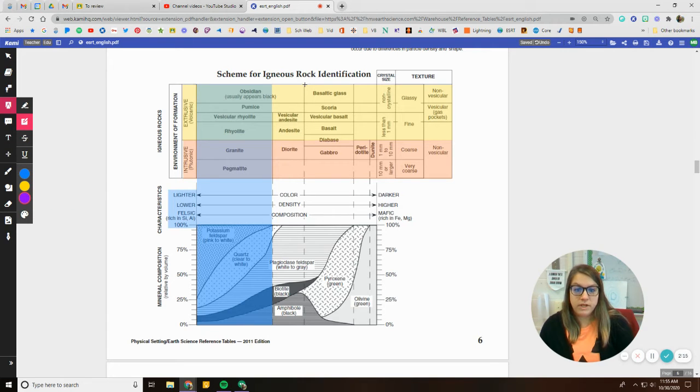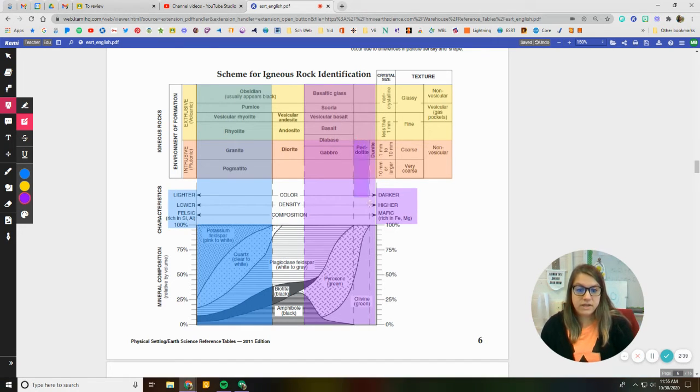Now, over here on this side, you have these rocks. These are all going to be your mafic rocks. They're darker in color, they're higher in density, and they're mafic, so they're rich in iron and magnesium. So these are all your mafic rocks over here. You've got basaltic glass, scoria, vesicular basalt, diabase, gabbro, peridotite, and dunite.